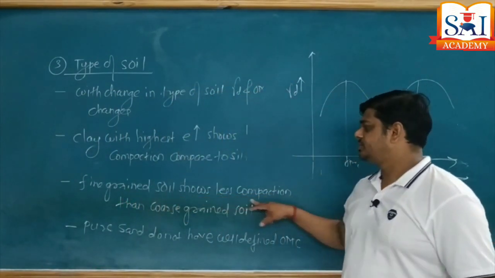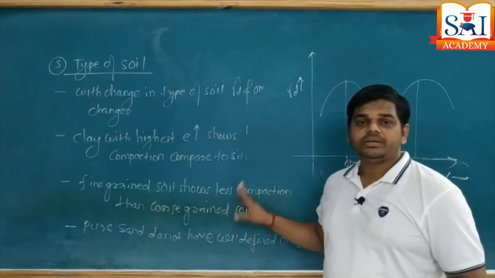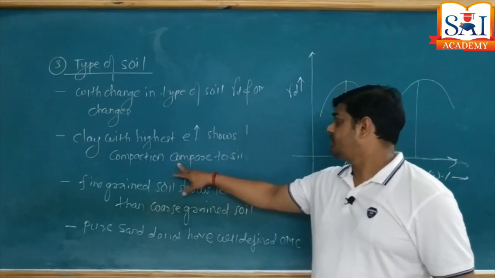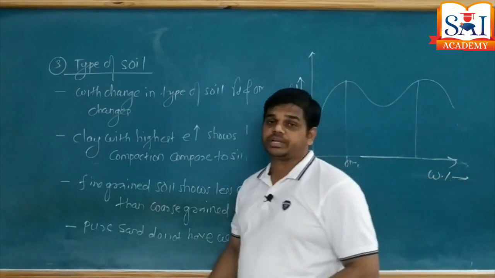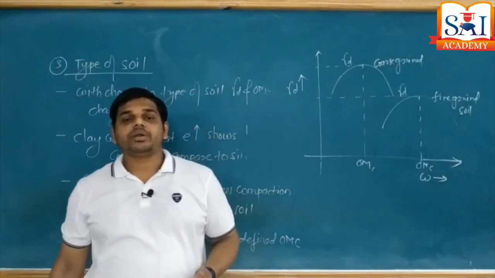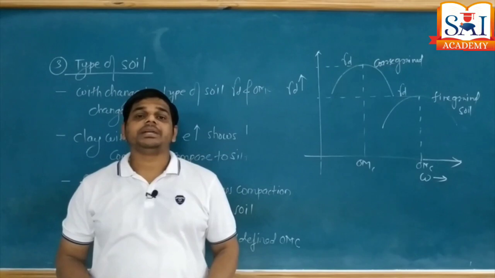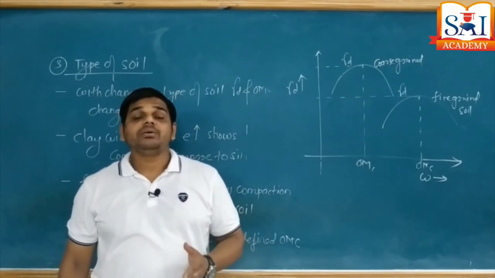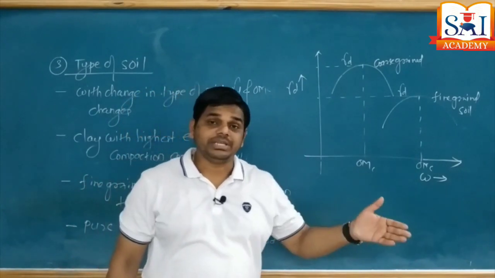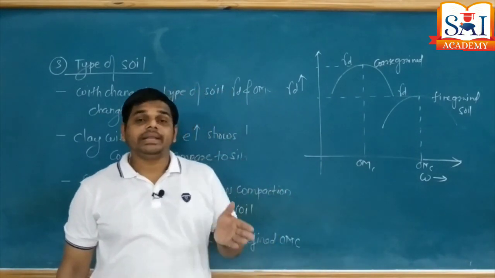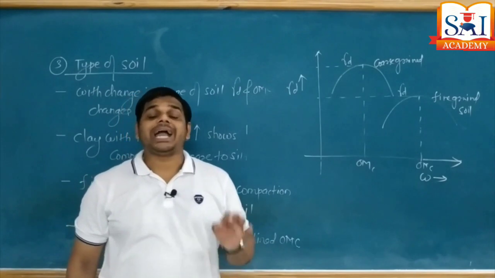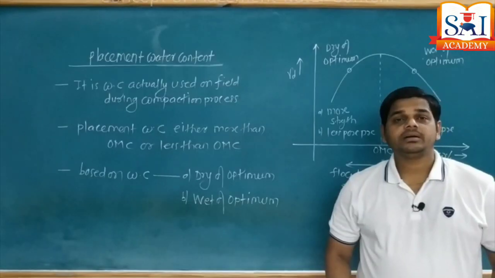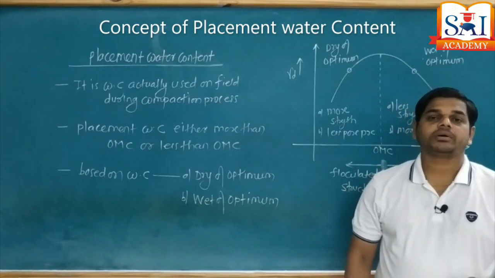Fine grained soil shows less compaction than coarse grained soil. Clay with the highest void ratio shows the least compaction compared to coarse grained soil. After this we are moving to the next concept, that is placement water content. What happens when we add water more than OMC or less than OMC during actual execution of the compaction process on site? Let's start the discussion on placement water content.